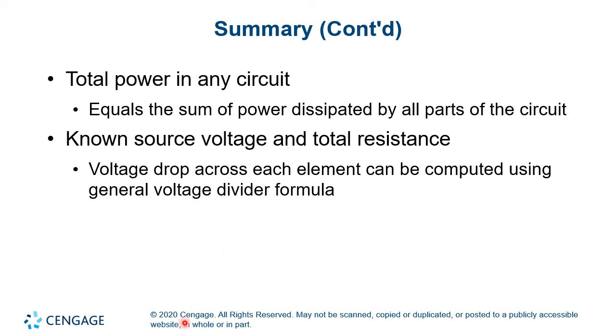Right, so now if we have a known voltage and we have total resistance, we can go through and calculate it. You can use the general voltage divider formula, right? That's a quick way to determine voltage drops without having to go through all the multiple steps of determining current, etc. Because it turns out that the ratio of the voltage drop to the source voltage is going to be equal to the individual resistance to the total resistance, right? So it's a pretty straightforward ratio.